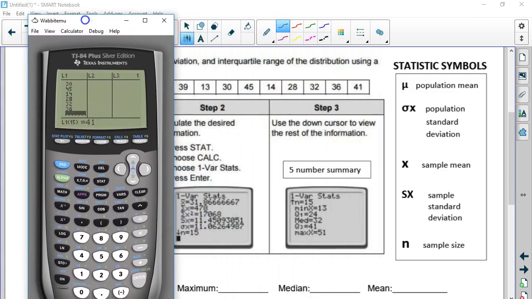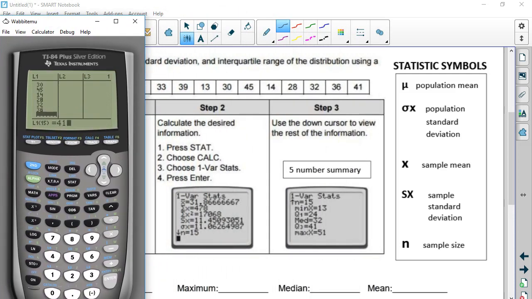Now, second step, calculate. So we're going to press Stat, go over here to Calc, and we're going to choose 1-Var Stats, and we're going to tell it to look in L1. And tell it to calculate. And there you go. Now, this is all the information. You can see it scrolls down, more stuff. Okay? So there's a breakdown of your notes of what these things mean.